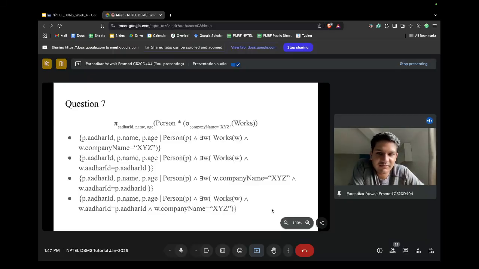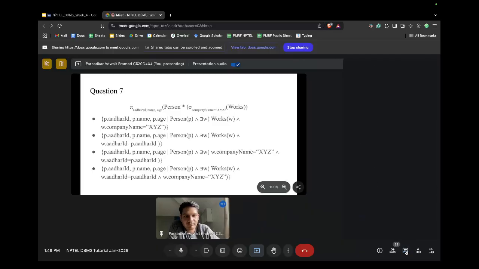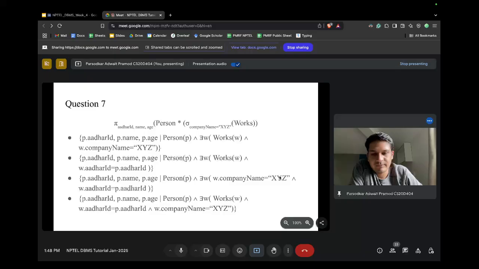Okay, so is there anyone who has a different answer? Yeah, so the V is for or, and the caret symbol, which looks like an arrow pointing up, is an and symbol. So this is for or and this is for and. Okay, so the correct answer for this is indeed option D.